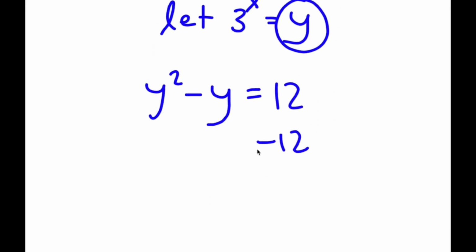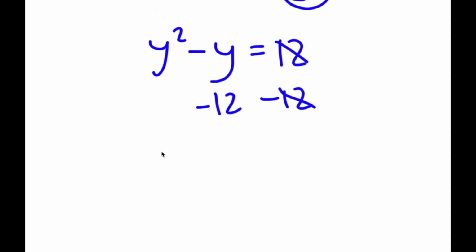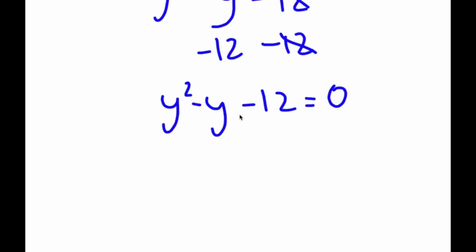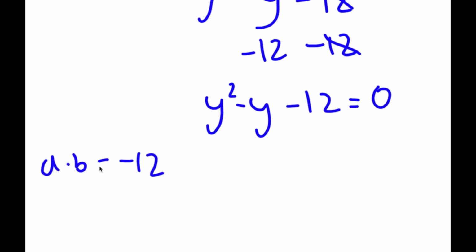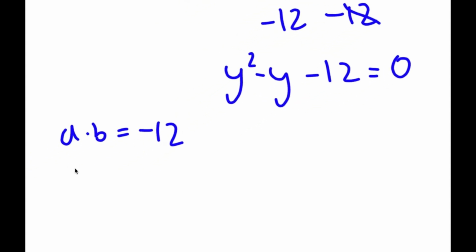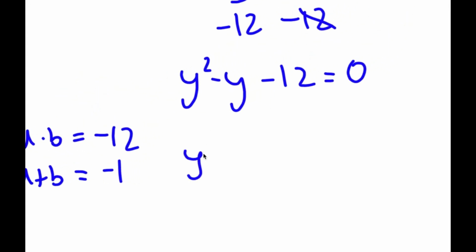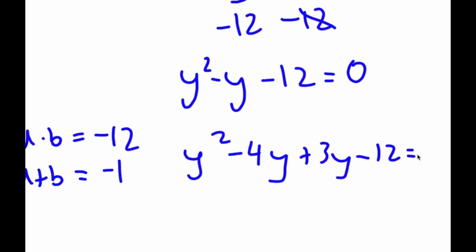Now I'm going to subtract 12 on both sides, so then these two cancel out, and I get y squared minus y minus 12 is equal to 0. So to factor this, we have to find out which two numbers multiply to get negative 12. So a times b is equal to negative 12, and they add to get negative 1. So a plus b is equal to negative 1. Well, negative 4 and 3 work out because negative 4 times 3 is negative 12, and negative 4 plus 3 is negative 1. So now I have y squared minus 4y plus 3y minus 12 is equal to 0.